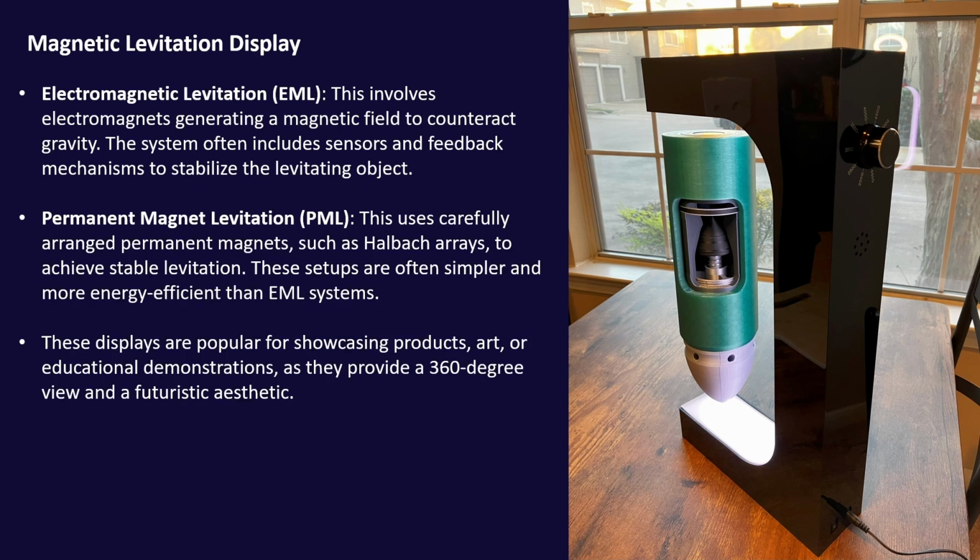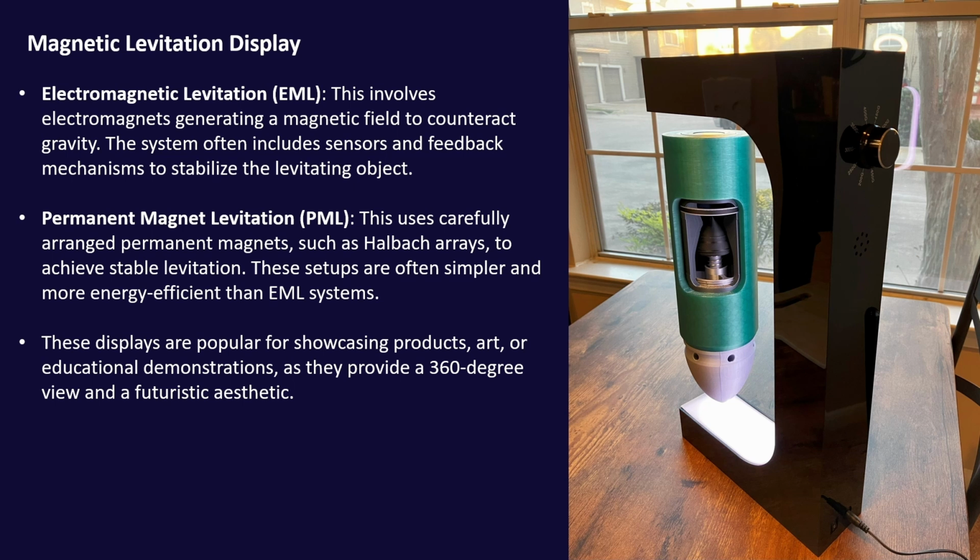So electromagnetic levitation, EML, involves electromagnets generating a magnetic field to counteract gravity. The system often includes sensors and feedback mechanisms to stabilize the levitating object. Permanent magnet levitation, PML, uses carefully arranged permanent magnets, such as Halbach arrays, to achieve stable levitation. These systems are often simpler and more energy efficient than EML systems.